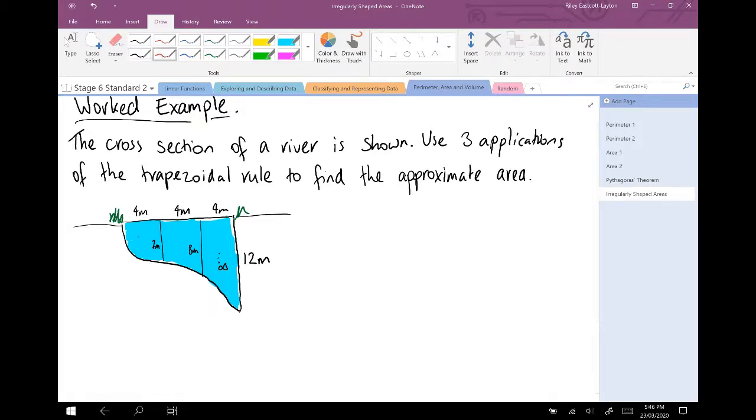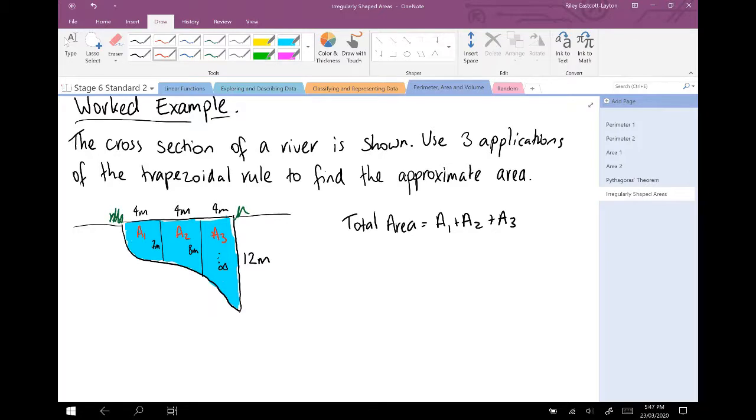I'm going to call this one A1. We've got an A2 and an A3. We're going to break it up and say that the total area is equal to A1 plus A2 plus A3, same as when we were dealing with the composite shapes before. The next step of our problem is we actually have to turn these into trapezia.